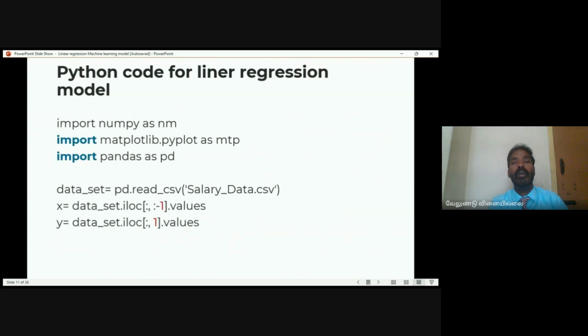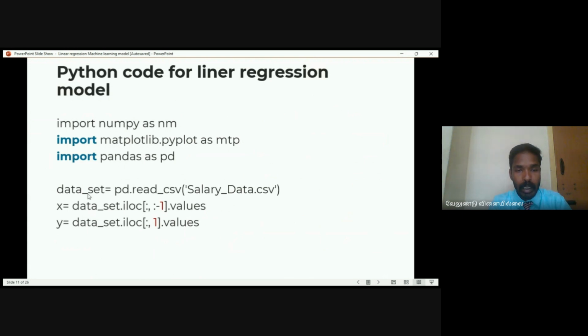First of all, in the Python model, everyone knows we have to import the libraries. NumPy is used for all kinds of numerical operations, matplotlib is used for plotting purposes because we are going to visualize, and pandas is used for data classification or all kinds of data set manipulation. All operations can be done in pandas.